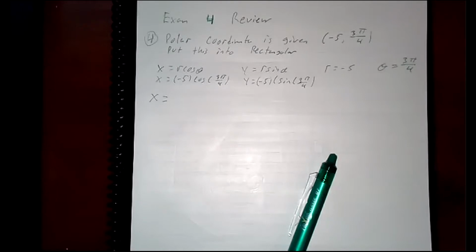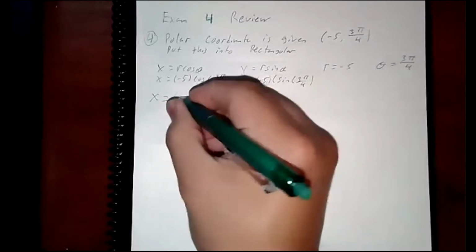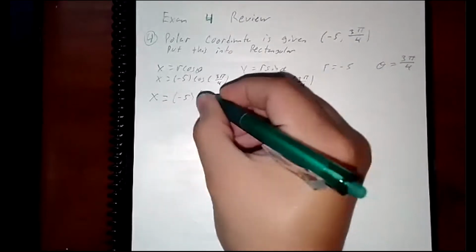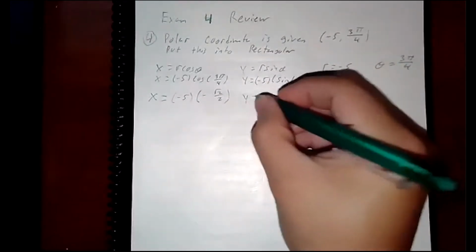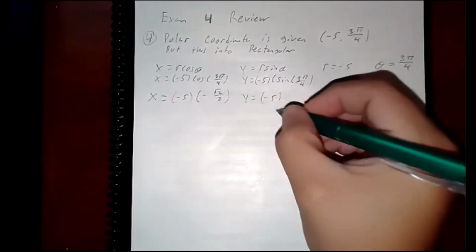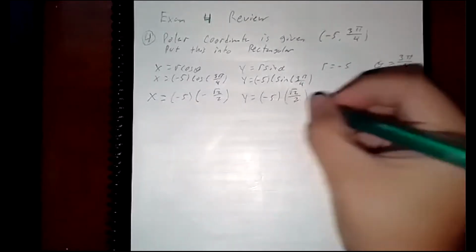One second. Three pi/4, yeah. What is the opposite for the cosine, right? Yes. Okay. So that'll be negative square root 2 over 2. Y will be -5 times positive, right? Yes. Okay.